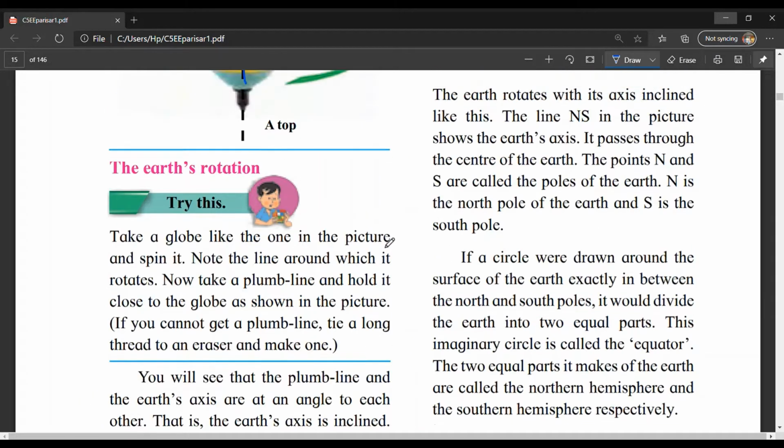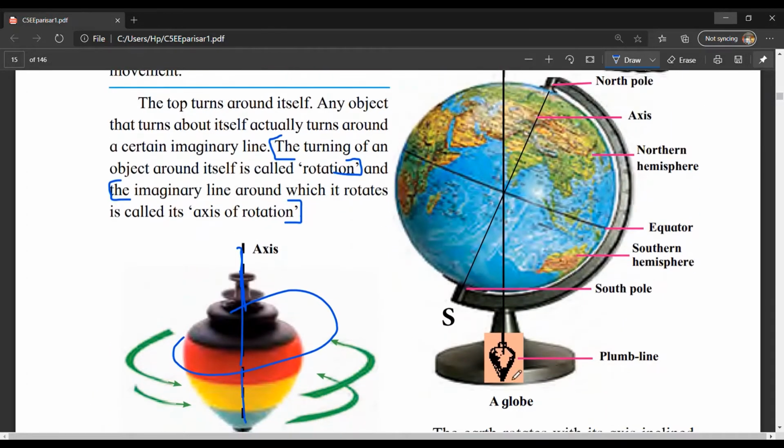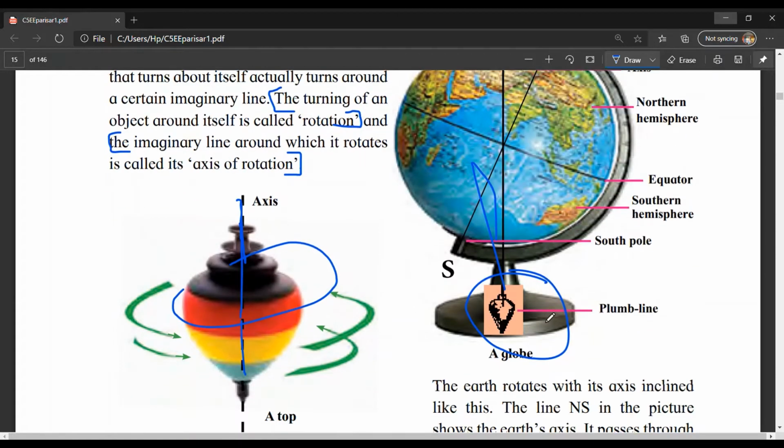So I'll tell you what a plumb line is. Can you see this part? This is a plumb line and a thread. The plumb line contains a thread and a weight like this, so that it is used to mark any depth or the height of any object. So this plumb line is used for that. Now we are going to see an experiment with a globe and a plumb line.